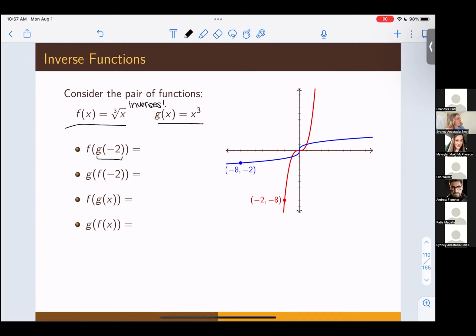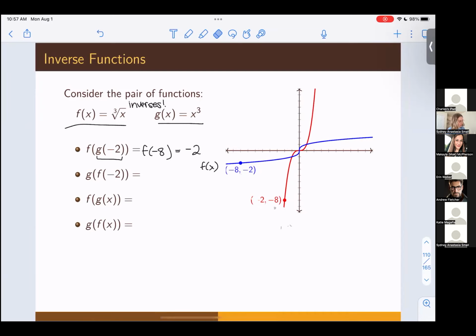Well, when we input -2 into g, where the red function is g of x and the blue function is f of x, g of -2 gets us out -8. So now we've solved what g of -2 is, and we're just looking for f of -8, which just happens to be -2, because when we input -8 into f of x, we get -2 back out. Cool. What if we tried to go the other way?